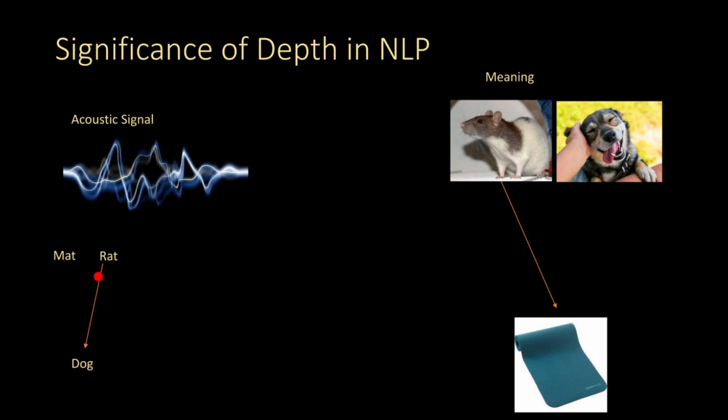From the acoustics perspective, you can see that rat and mat are very close to each other. Basically, you only have one consonant that is the difference between the two. Other than that, they're almost identical, acoustically speaking. So rat is closer to mat acoustically than to dog.